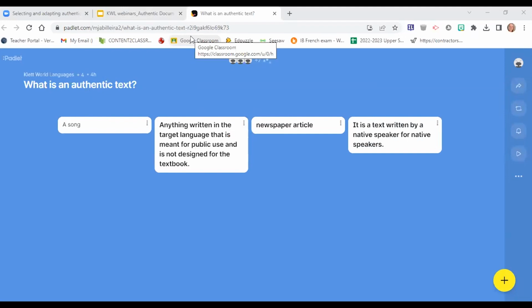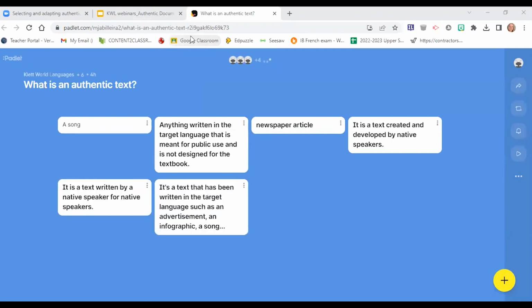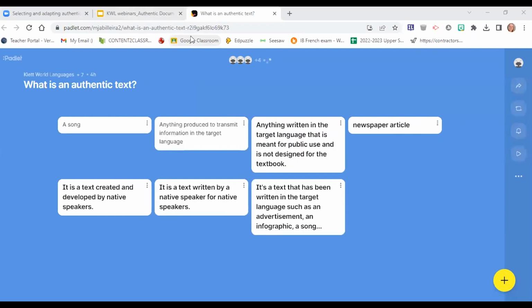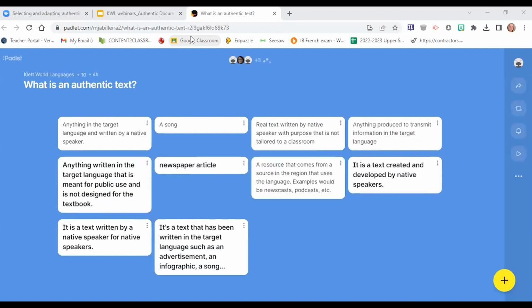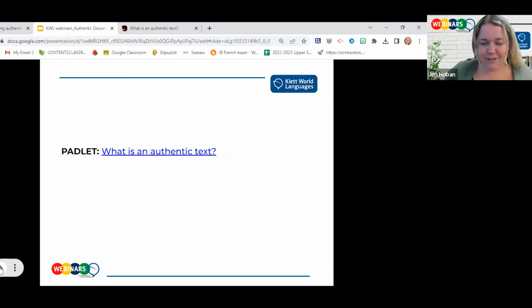Anything written in the target language that's meant for public use and not designed for a textbook specifically. A song, yes. It's a text written by a native speaker for native speakers. Yep. Text written in the target language, such as an advertisement, infographic, song. Perfect. Anything that's to transmit information in the target language. Oh, so many good things in here. For native speakers, I'm seeing that phrase used a lot. All right, so we have a lot of good things here. So I'm going to jump back to what we have, and we're going to repeat some of these ideas, and I think we have a few additional ones.